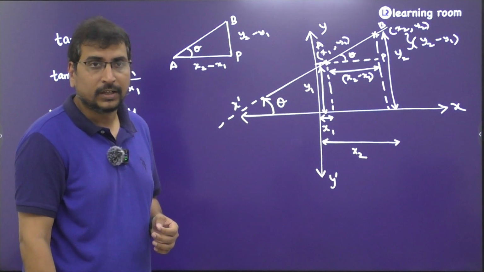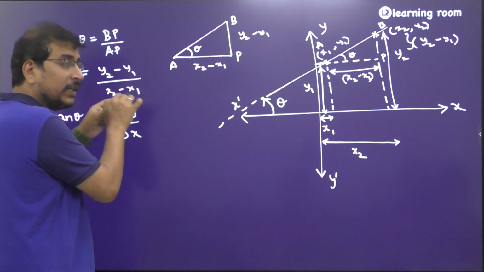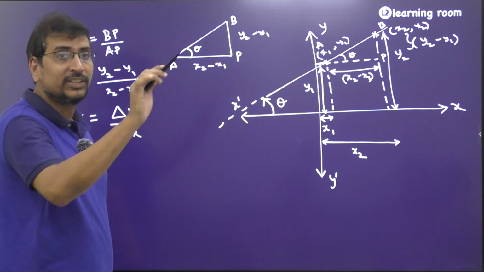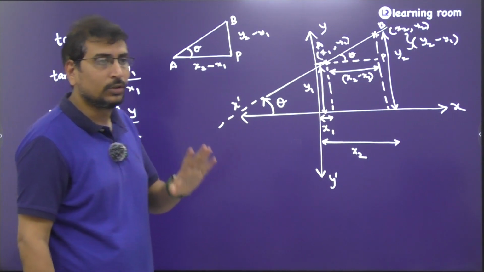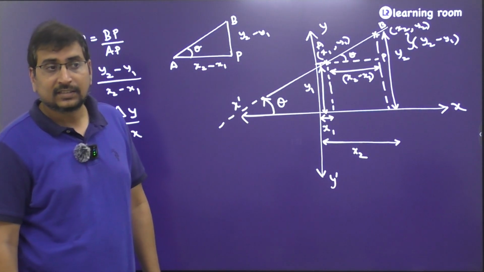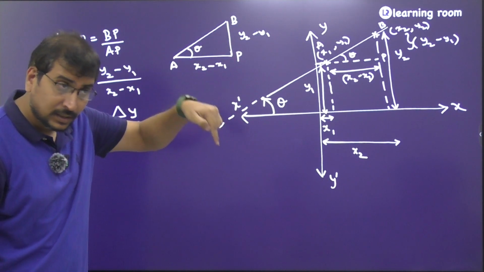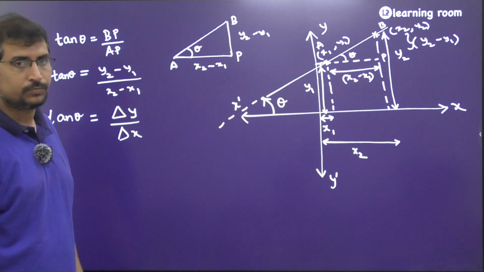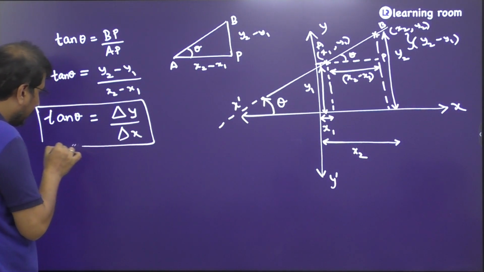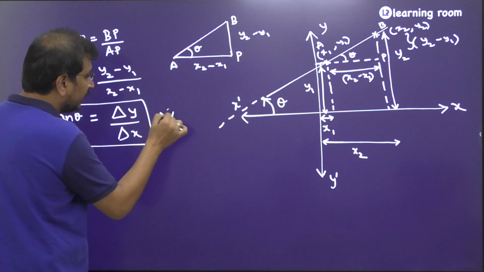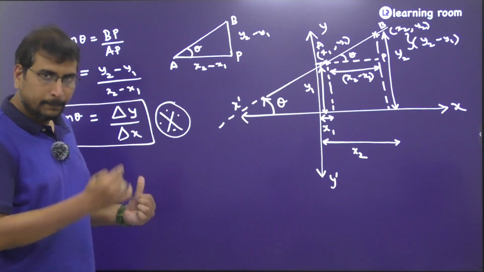What do I mean by corresponding? If I write y2 minus y1, I should write only x2 minus x1 in the denominator. I should not change the order of the subscript. Meaning, I cannot write y2 minus y1 here and x1 minus x2 here. That is wrong. So that is why it is defined as the ratio of the difference in the y coordinates to the corresponding difference in the x coordinate. Right? So tan theta will be equal to delta y by delta x, and this is going to be the slope of the line joining 2 points. Make a note of this.